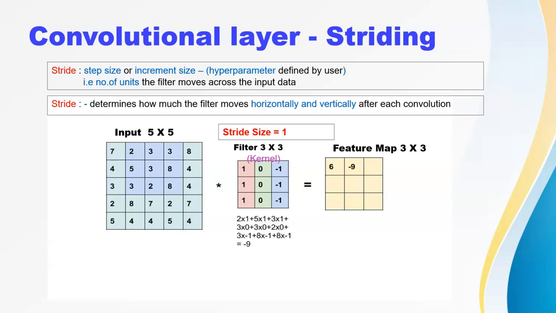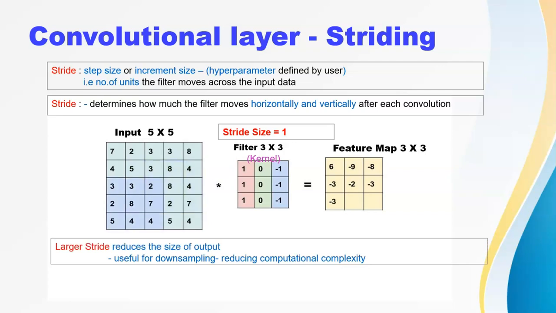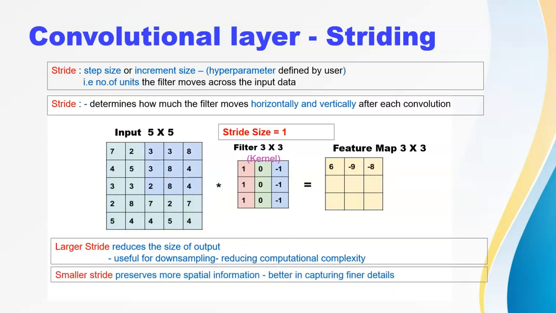Striding affects the size of the output layer. A larger stride reduces the size of the output. Consider that using a stride size greater than 1 in the convolution operation jumps over multiple pixels in the input data, reducing the resolution of the output. This can be useful for downsampling the feature maps and thus reducing the computational complexity and focusing on the most essential features. A smaller stride preserves more of the spatial information and is better at capturing finer details.